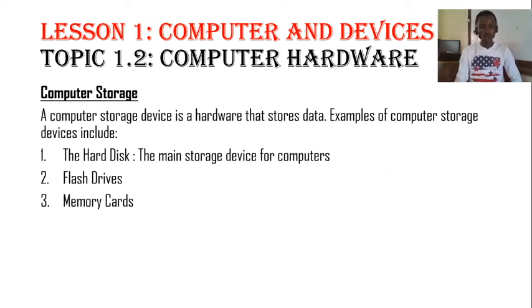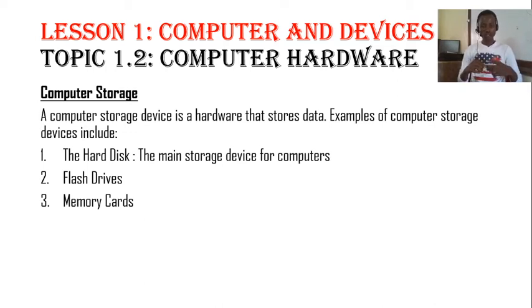Now we go to computer storage. That is another subtopic under the topic computer hardware. Computer storage basically talks about the storage devices that we have on our computer system. An example is the hard disk. The hard disk is the primary or main storage for the computer. That is where all the information in the computer is stored. I'll show you the image in a minute.